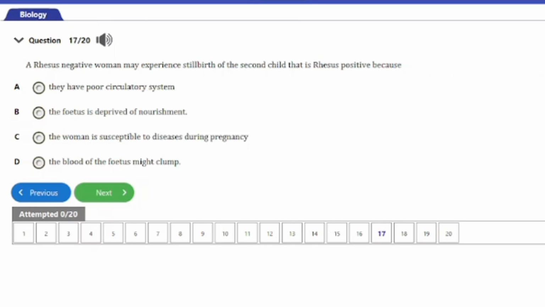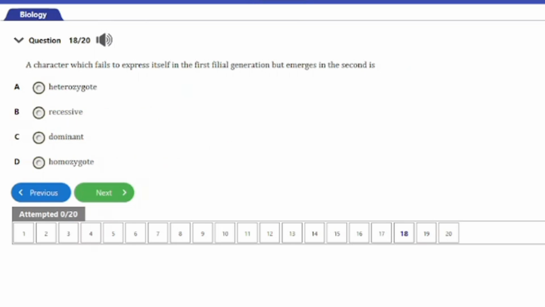Question number 17 here, it says, a rhesus negative woman may experience stillbirth if the second child is rhesus positive because A. They have poor circulatory system. B. The fetus is deprived of nourishment. C. The woman is susceptible to disease during pregnancy. D. The blood of the fetus might clump. So guys, the answer to this question is option D here. And that's the blood of the fetus might clump. So let's consider the next question here.